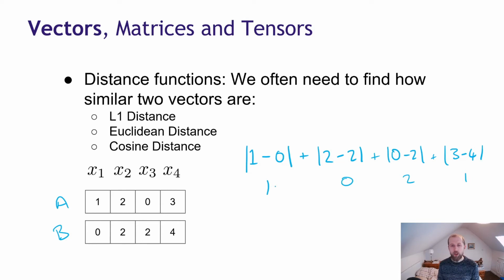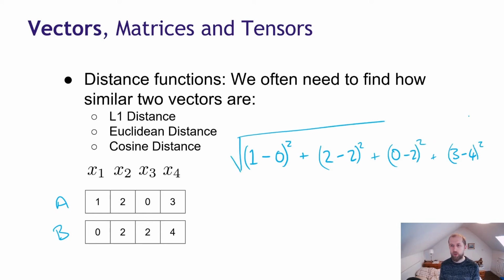For the Euclidean distance, instead of having this modulus, we're instead interested in the square. Again, the square is going to make everything go from negative to positive. So it'll look like that. And then we'll just take the square root.